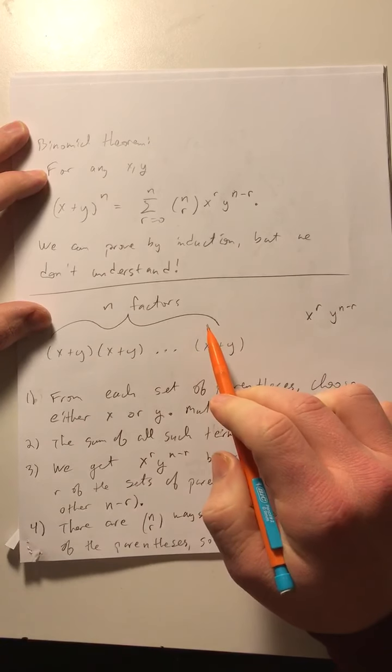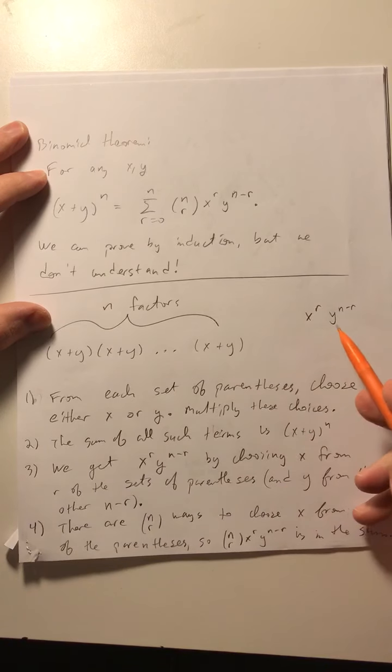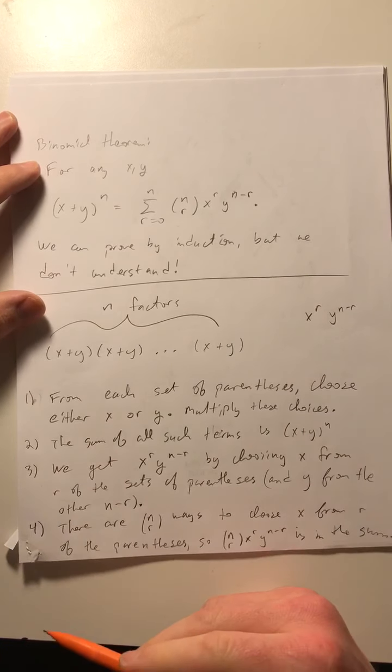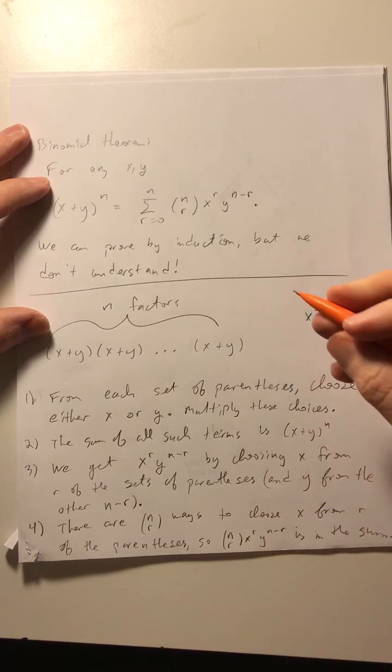Or if I have n sets of parentheses and out of x of them I choose r, then that means I have to be choosing y, the other n minus r sets of parentheses. So how many times can I choose x r different ways? Well, it's pretty obvious, right?